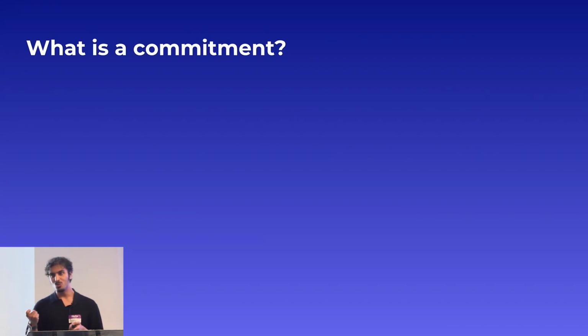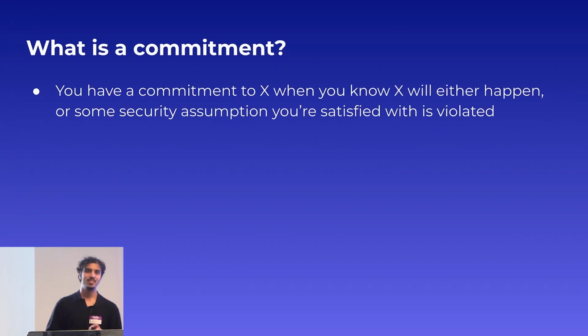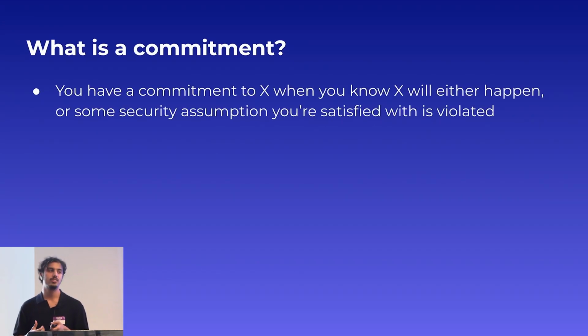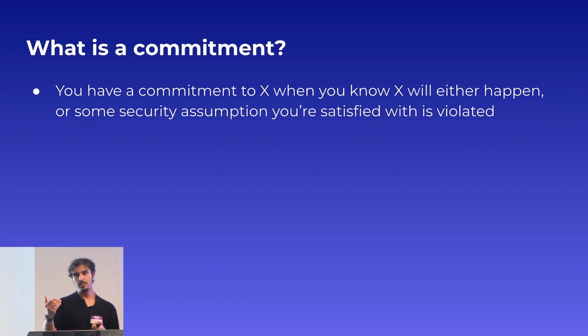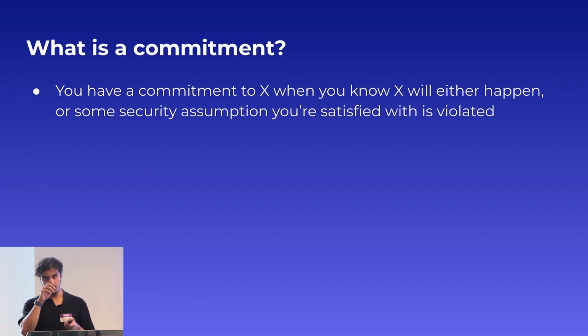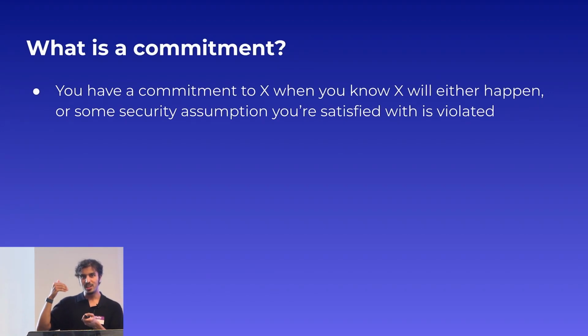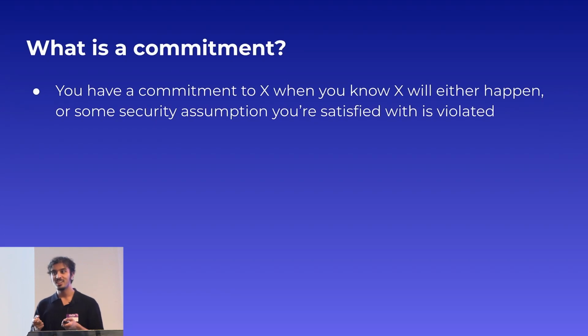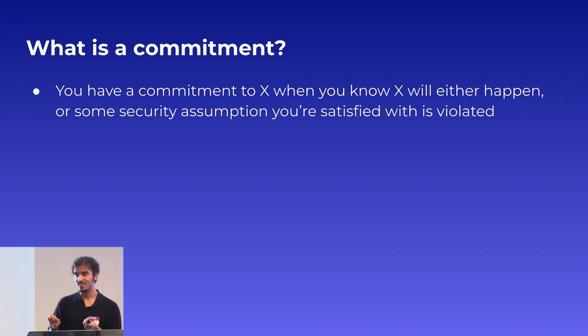So first, let's talk about what's a commitment. So high level, a commitment is, I have a commitment to something when I know either this thing will happen, or if it doesn't happen, someone gets slashed, or some security assumption's broken. Later in this talk, I'll talk about some non-slash use cases, but warm up, you get included in a finalized Tendermint block. That's a commitment that your transaction's finalized, or 1/3 of stake is double signed and they get slashed.